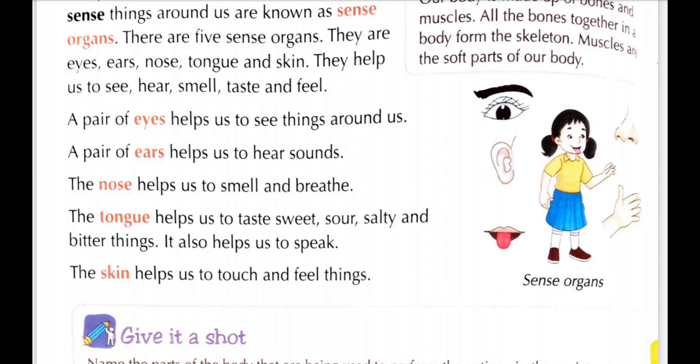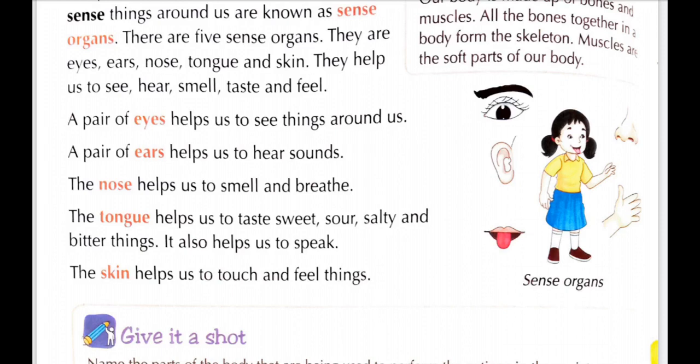So here in this paragraph, what we have learned is that the parts of the body that help us to feel and sense things around us are known as sense organs. There are 5 sense organs. They are eyes, ears, nose, tongue and skin. Each organ has a particular function, like eyes help us to see the things around us. Ears help us to hear the sounds.